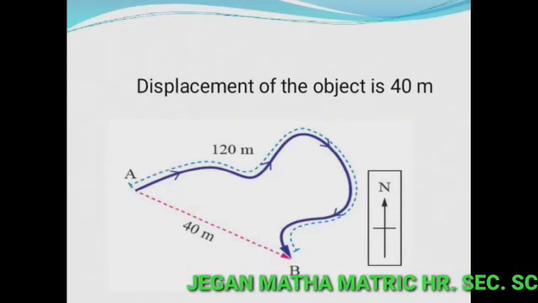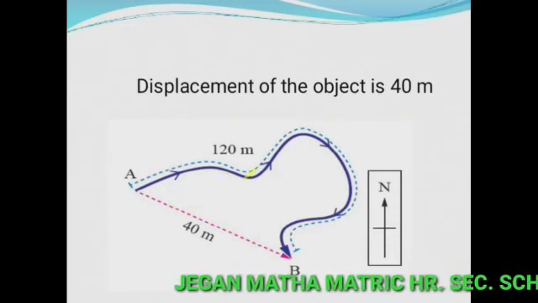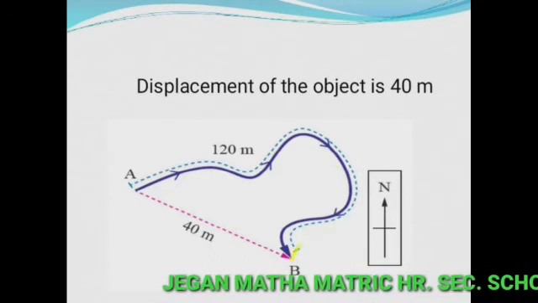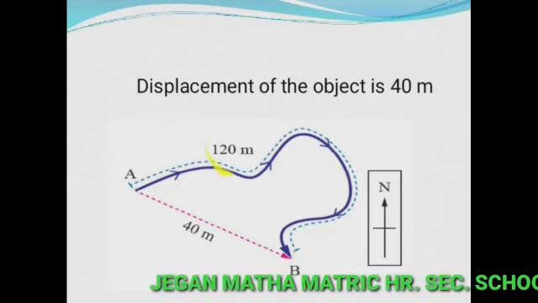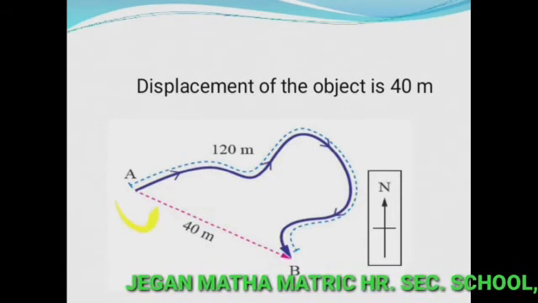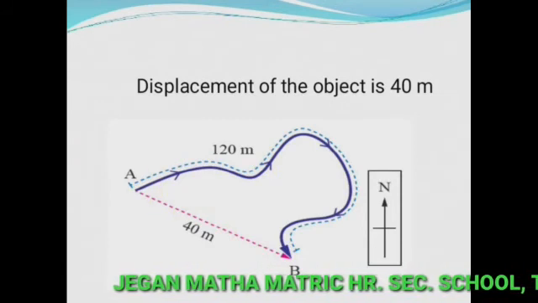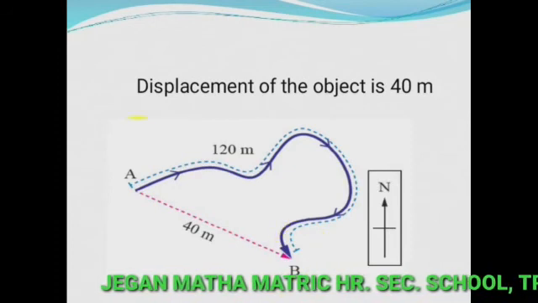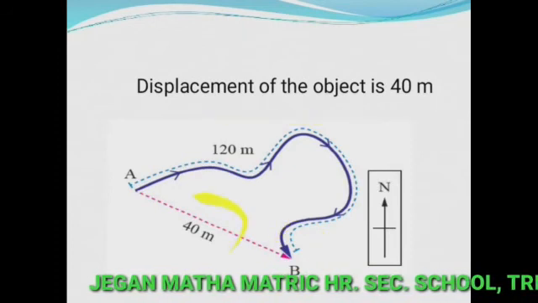Okay, so the total distance is 120 meter, but the shortest distance is 40 meter from the object travel from A to B. So displacement of this object is 40 meter.